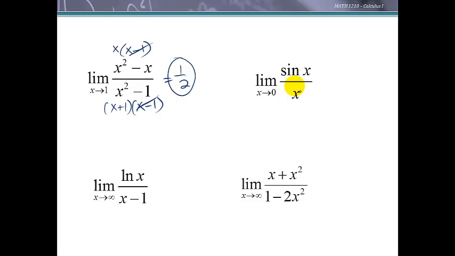The second one, if we tried to directly evaluate, we'd get the sine of 0 over 0, 0 over 0. We'd be dividing by 0, so that didn't work. We used a geometric argument, and we discovered that this limit was 1.